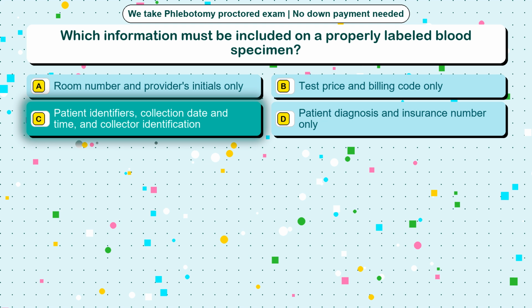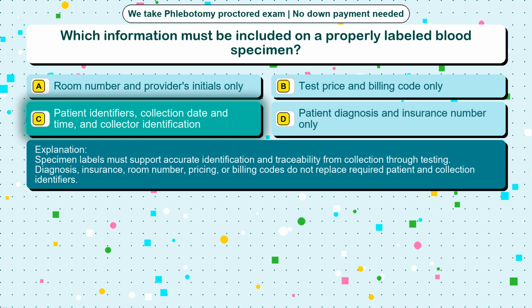The correct answer is option C. Patient identifiers, collection date and time, and collector identification. Specimen labels must support accurate identification and traceability from collection through testing. Diagnosis, insurance, room number, pricing, or billing codes do not replace required patient and collection identifiers.